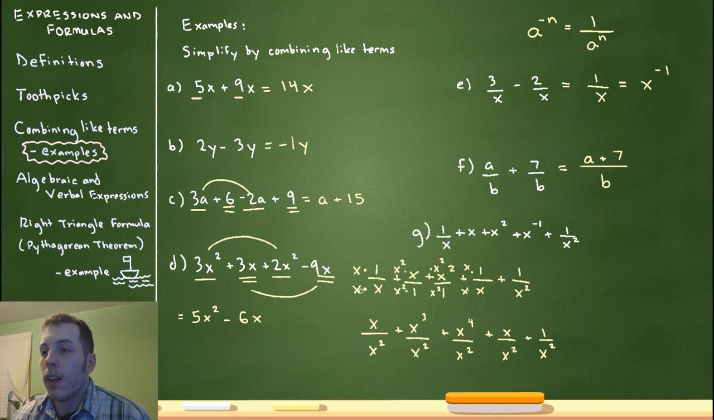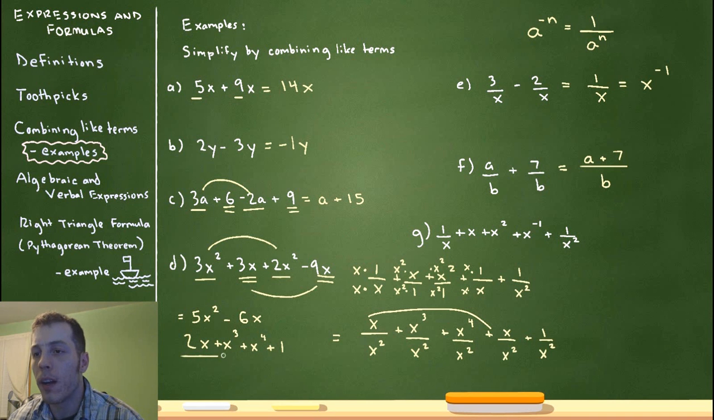So we would then combine this, so I ran out of room pretty much, but we would combine this into a single fraction, which would be, we have these two, these are like terms, x and x, we get 2x, and then we have plus x cubed plus x to the 4th plus a 1, and the common denominator would be x squared.